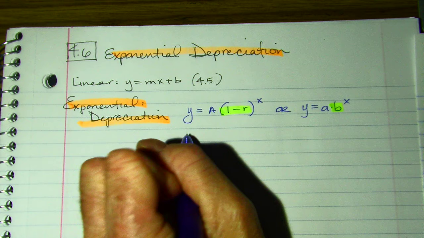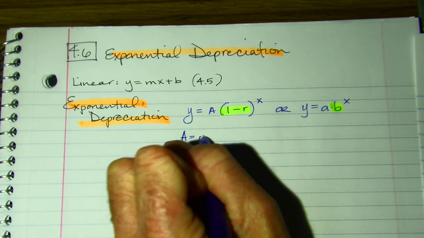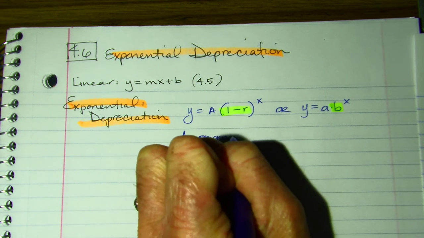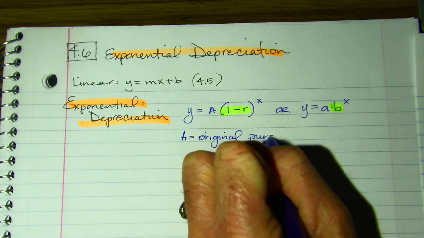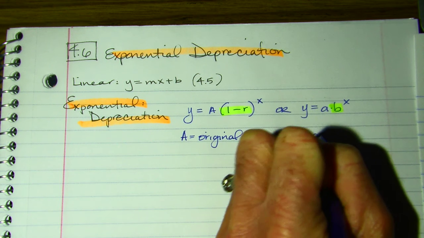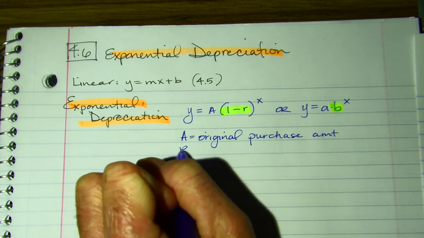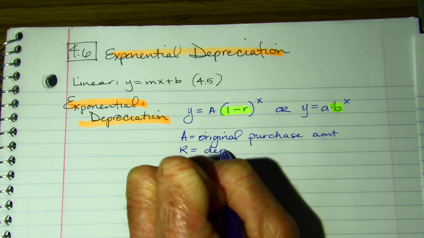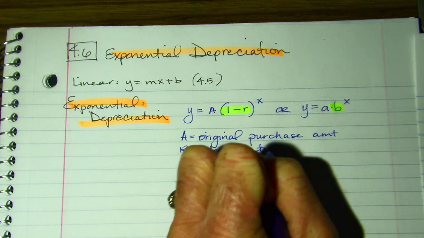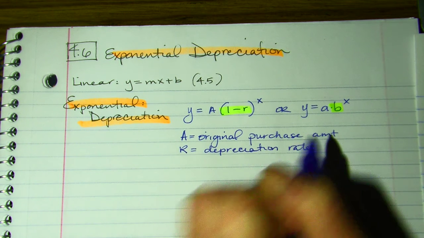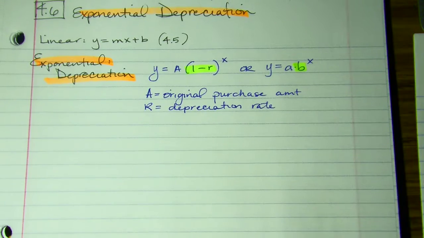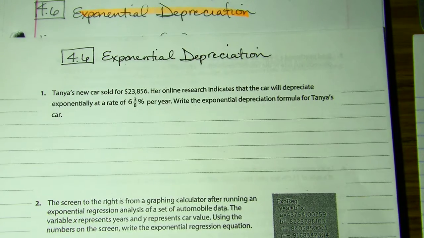Now in both of these, a is the original purchase amount of your vehicle, and r is the depreciation rate. All right, so we're going to jump on in. So number 1, let me go ahead and zoom in.